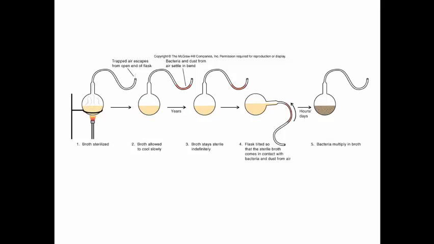Now, mind you, one of the ways to prove the experiment from the other perspective was that the flask was tilted so that the sterile broth came in contact with the bacteria and dust from the air, and it brought it back in, and hours or days later, the bacteria multiplied in the broth. The broth was basically very, very cloudy. Another way you could have done it is just snap off the neck, and so you had an easy way for microbes, bacteria, etc., to fall into the open container of the flask.